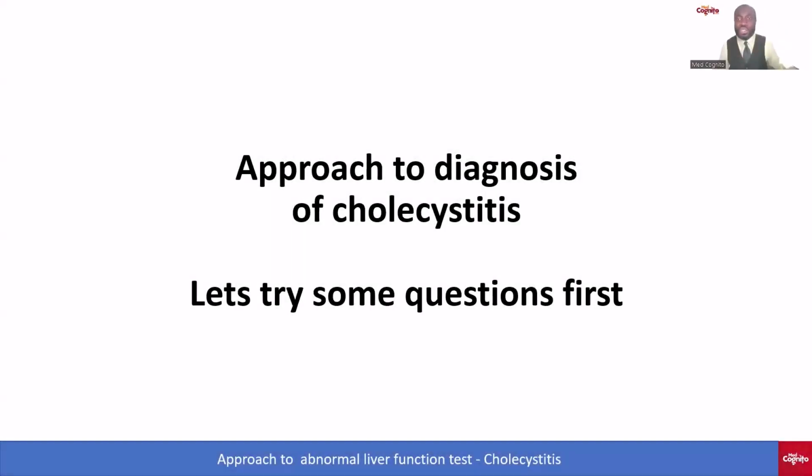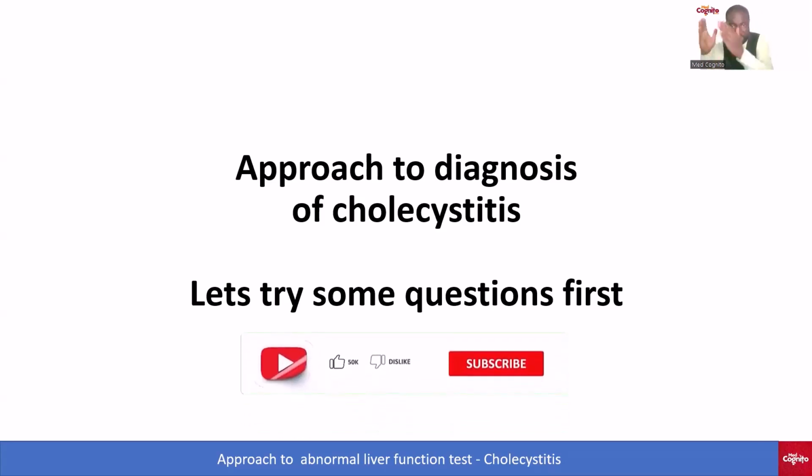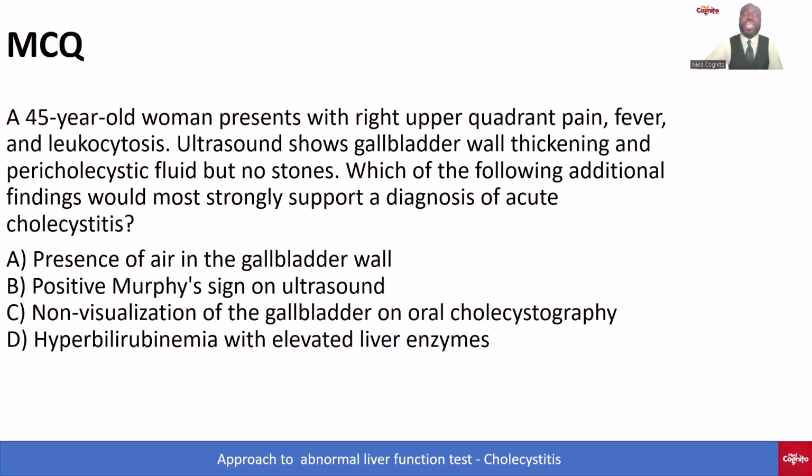Approach to diagnosis of cholecystitis. Let's try some questions first. Doctors, by the time we are done, gallbladder disease should not be a problem. You should go into the MCCQE1 exam and be able to ace every gallbladder disease question because of the systematic nature of how we are approaching it. So let's try some questions.